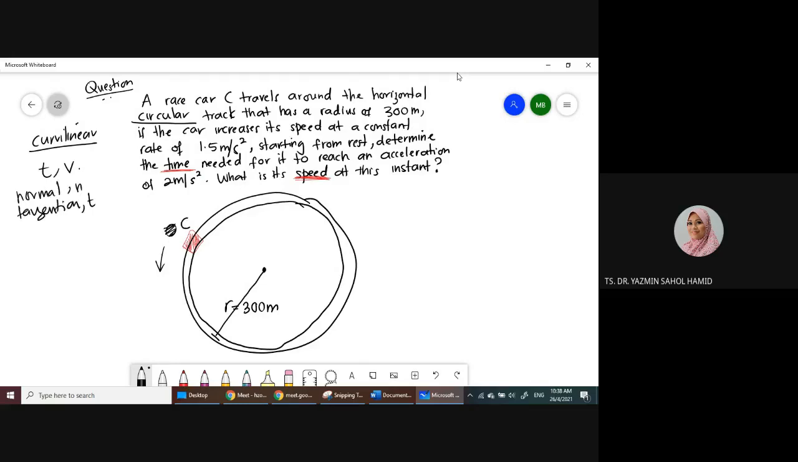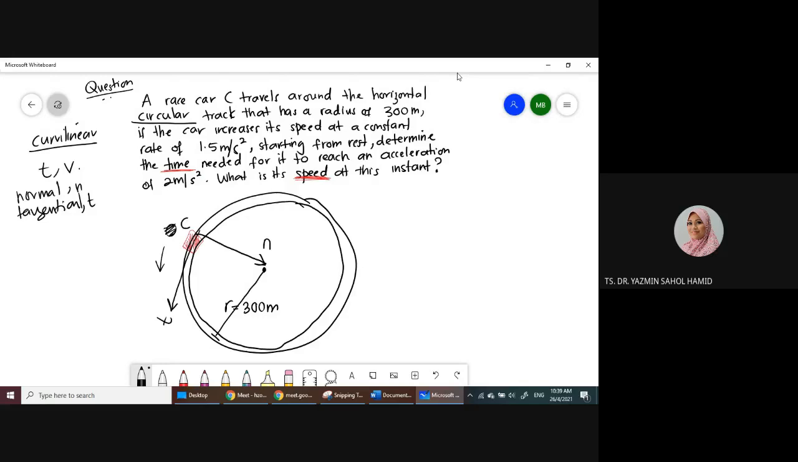So for this question, you need to choose normal and tangential. Normal is N, tangential is T. First you need to draw the T and N coordinates. T is tangent to the path. The velocity is tangent to the path. We can say T is something like this, and N is like that. Am I drawing the tangent and the normal correctly?